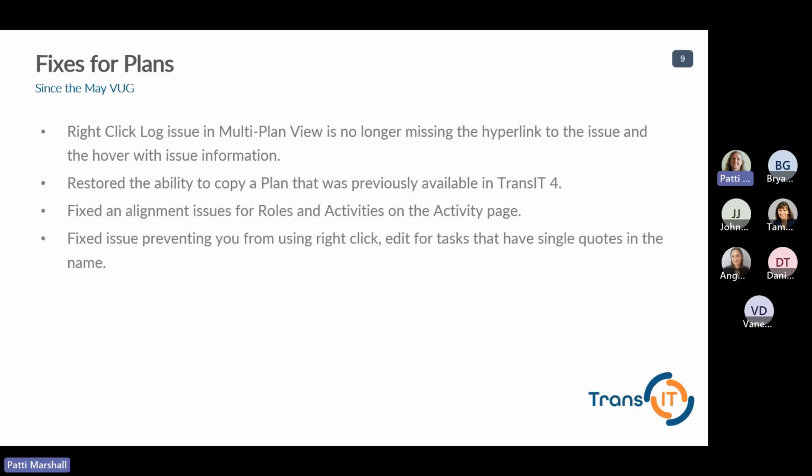Fixes for plans. The right-click log issue in the multi-plan view is no longer a problem, so when you log an issue in multi-plan, it's no longer missing the hyperlink to the issue, and you can hover and see the issue information. Also, in TransIT 4, we had the ability to copy a plan, and that was taken away in TransIT 5, and that's now been restored. There was an alignment issue for a period of time in the roles and activities when we added the ability to assign multiple roles to an activity, and that's now been corrected.